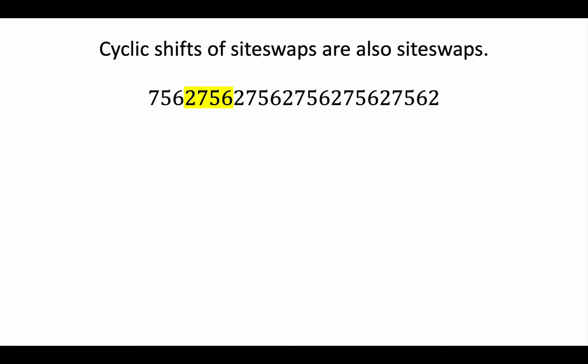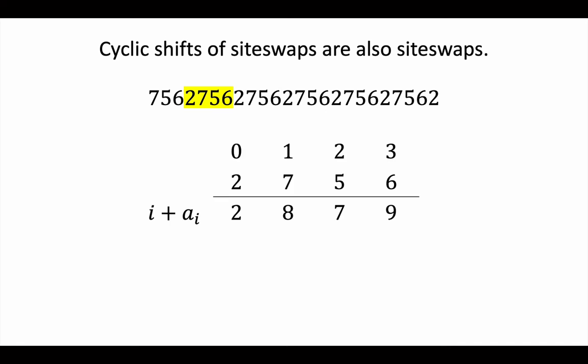We're going to check that 2756 is a siteswap using my repeated subtraction method. What we do is we form the sum as we did before. It's a period 4 siteswap. We're going to use the first 4 numbers, 0, 1, 2, and 3, add those to 2, 7, 5, 6 respectively to get the sums of 2, 8, 7, and 9.